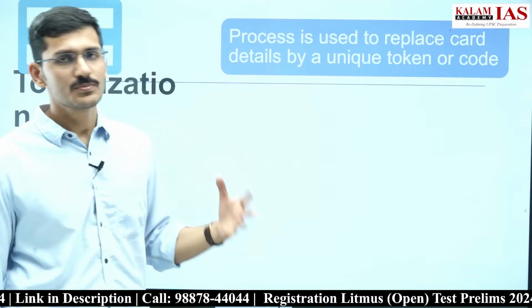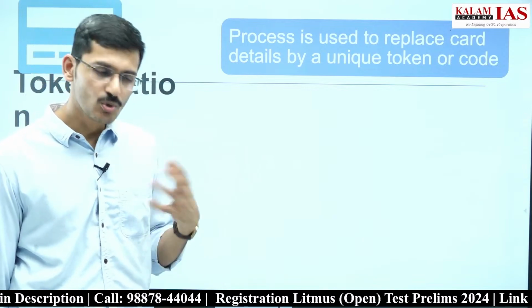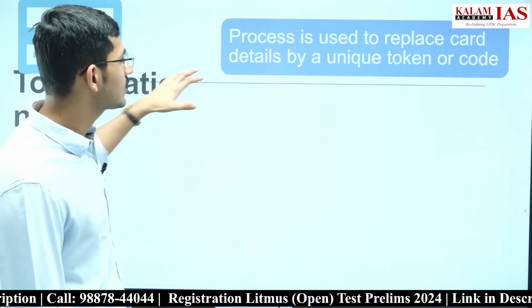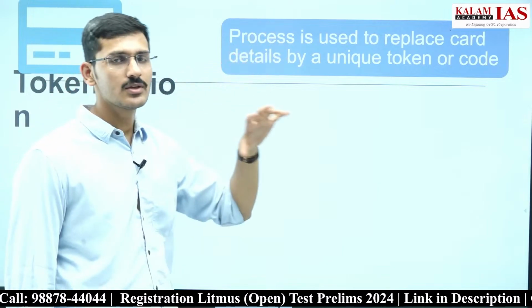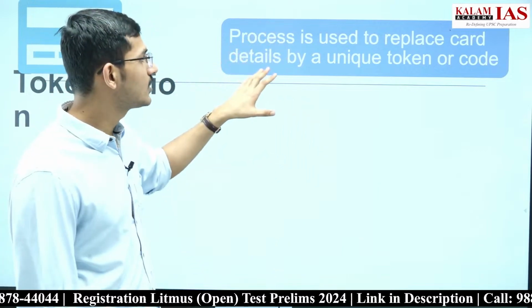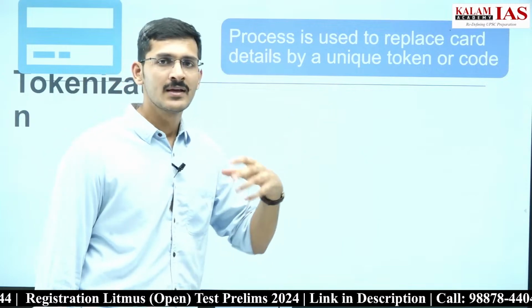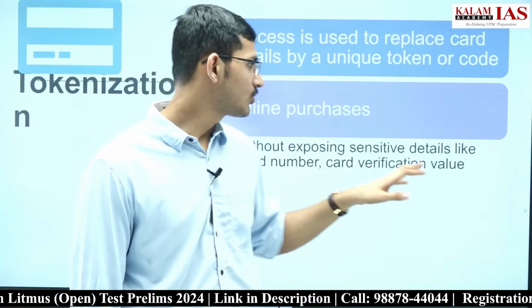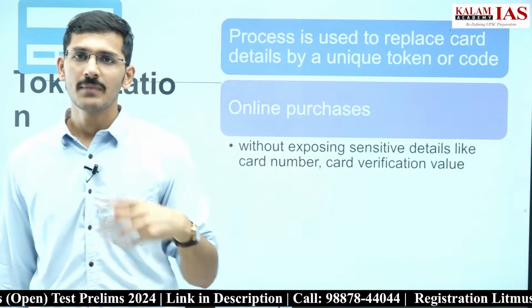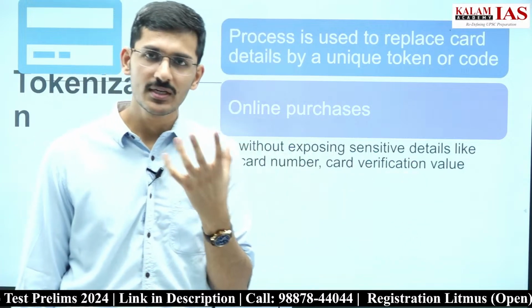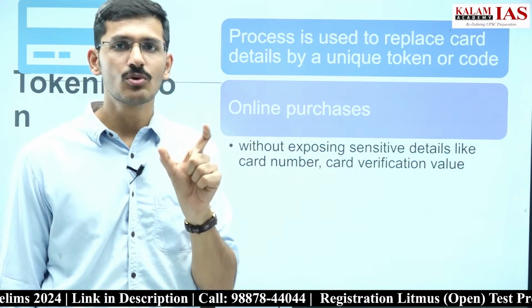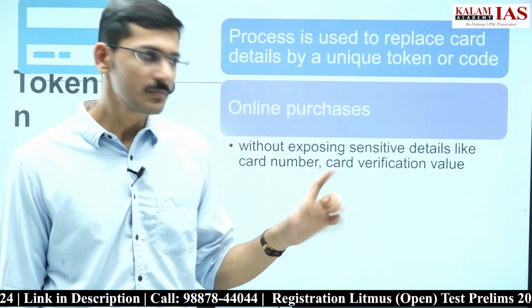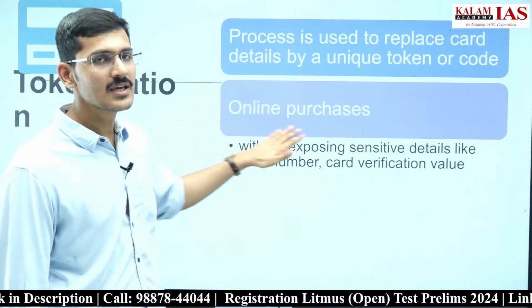So to remove all these problems, the RBI has come up with tokenization of card. What tokenization basically does is replace the card with a unique token or code. There will be an alphanumerical code which will replace my card's actual details, and I will use that code when I am transacting in a particular market. So it is applicable in online purchases.